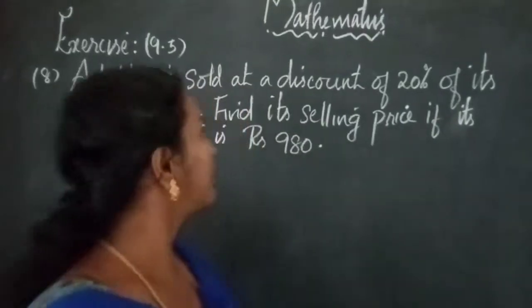In the previous class, we have discussed profit, loss and discount. Hope you have revised well. In today's session, we will discuss the remaining problems from exercise 9.3 and goods and service tax. Let's move on to the exercise problems.